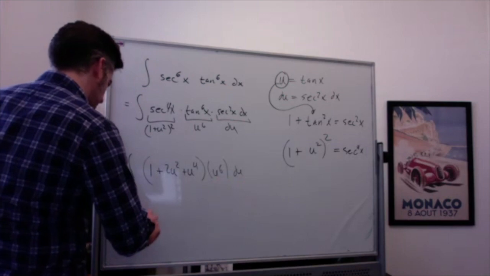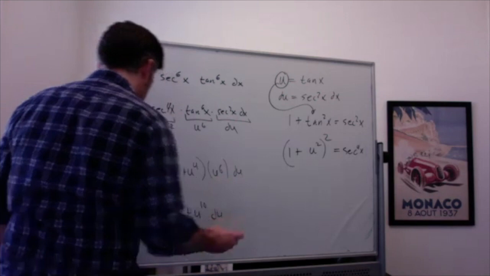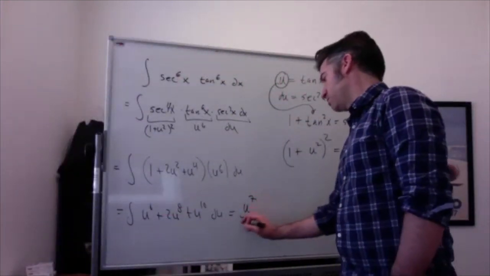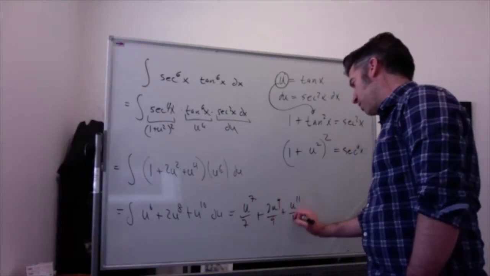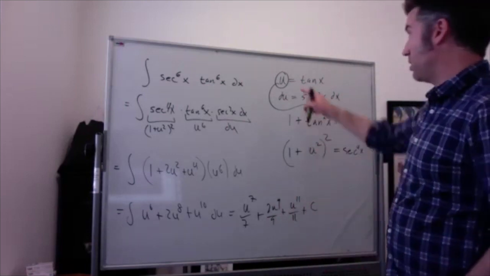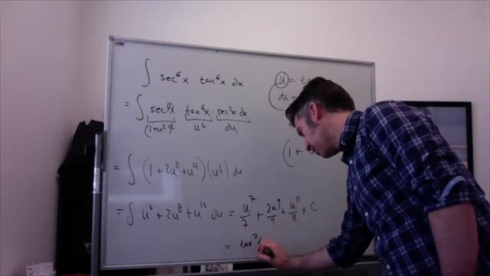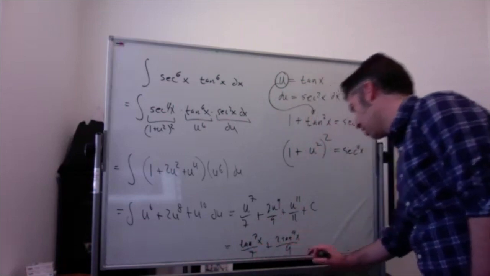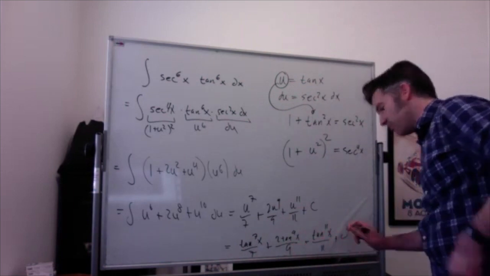So we're going to get the integral of u to the 6th plus 2u to the 8th plus u to the 10th du. And then finally, we have to integrate each thing. So u to the 7th over 7 plus 2u to the 9th over 9 plus u to the 11th over 11 plus c. And then finally, we plug back in that u is equal to tangent. So you end up with tangent to the 7th x over 7 plus 2 tangent to the 9th x over 9 plus tangent to the 11th x over 11 plus c.